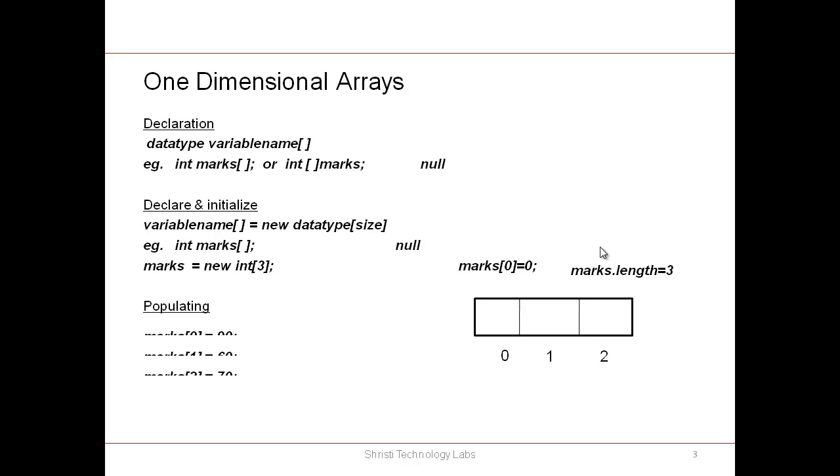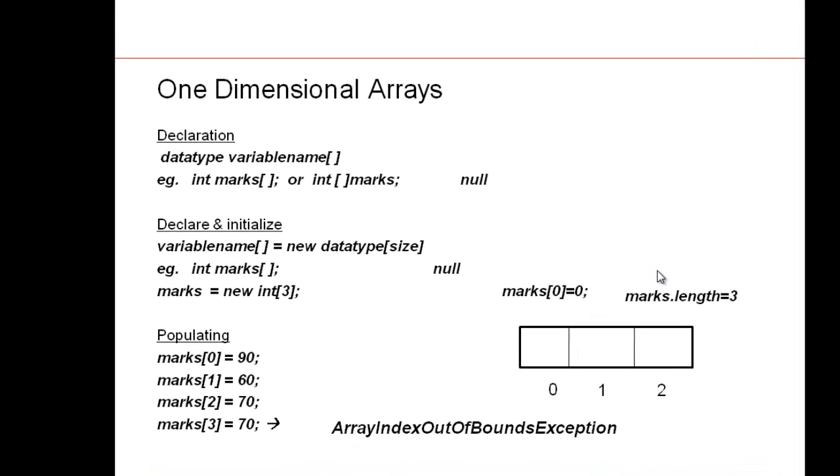The next step is to populate the array by giving my own values. How to do that? marks[0] is 90, marks[1] is 60, marks[2] is 70. Suppose if I give marks[3] is equal to 70, what will happen? Syntactically this line is correct, so during the compile time it will not give you any error. During the run time it will throw an exception saying array index out of bounds exception, because you are trying to allocate value out of the array.